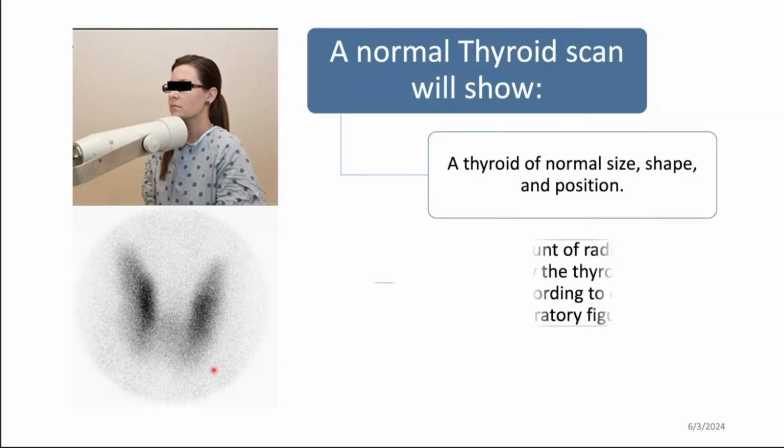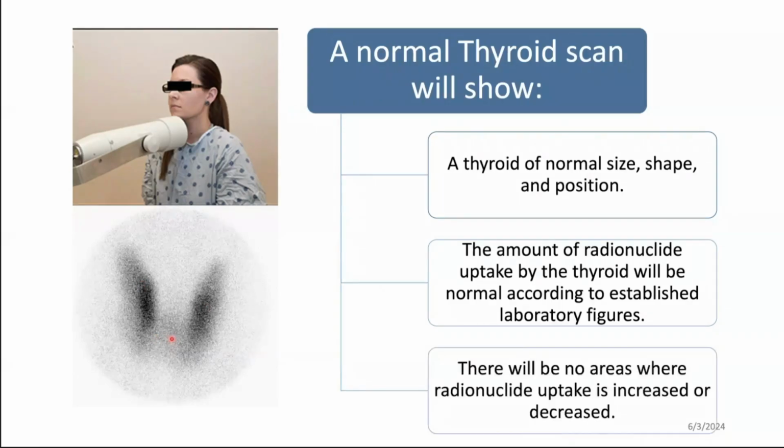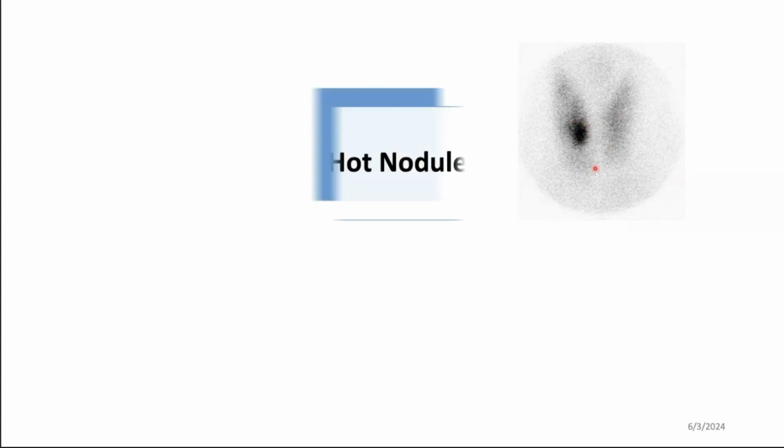All right, so normal size, normal uptake, symmetrical uptake in both lobes, and homogeneous uptake in the isthmus as well. So there are no cold or hot nodules that we see. Comparing it to this one, this is a thyroid gland in a different patient showing a focal hot nodule. This is an example of a hot nodule, meaning it takes more radioisotope compared to the rest of the gland.